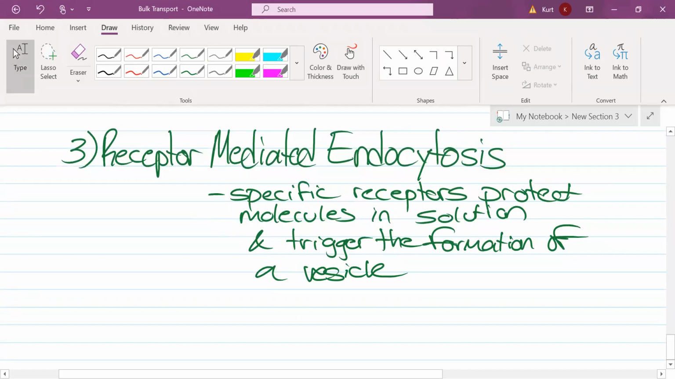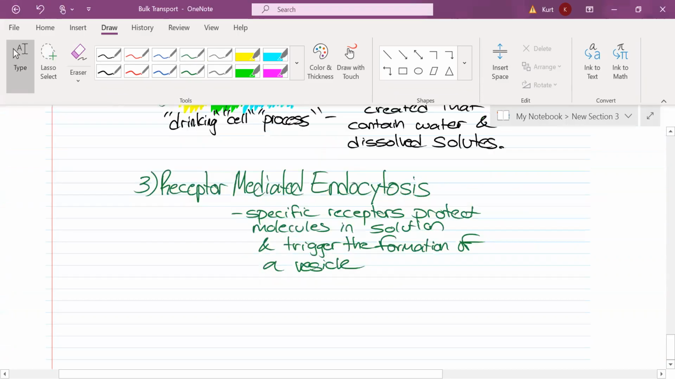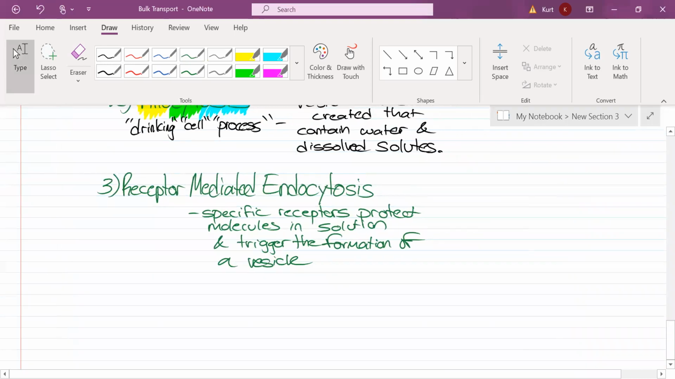So in these, the vesicle is going to be intentionally formed around a necessary molecule or solvent. Okay? And now we're at the conclusion for today, guys. What is the opposite of endocytosis? Exocytosis.